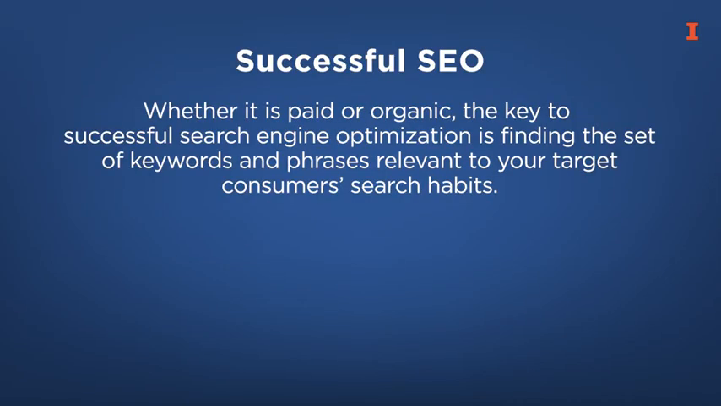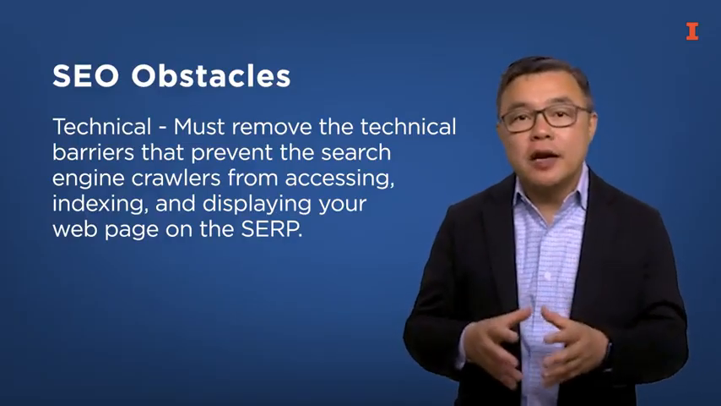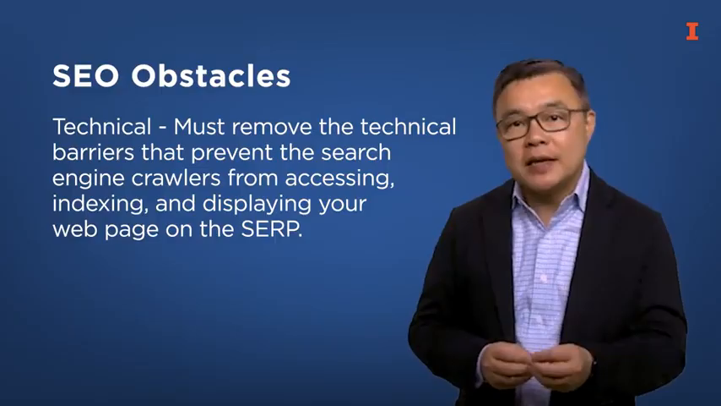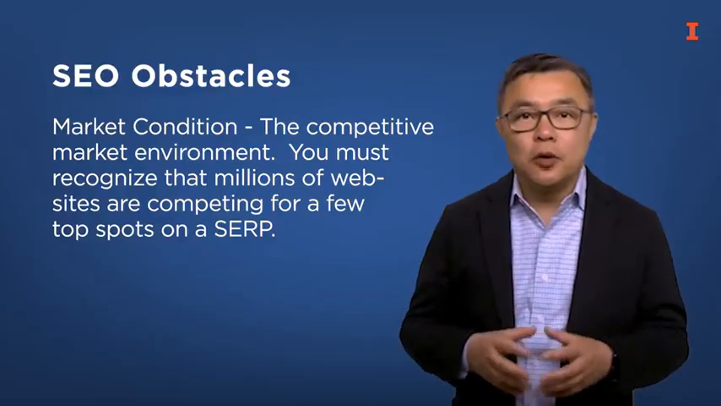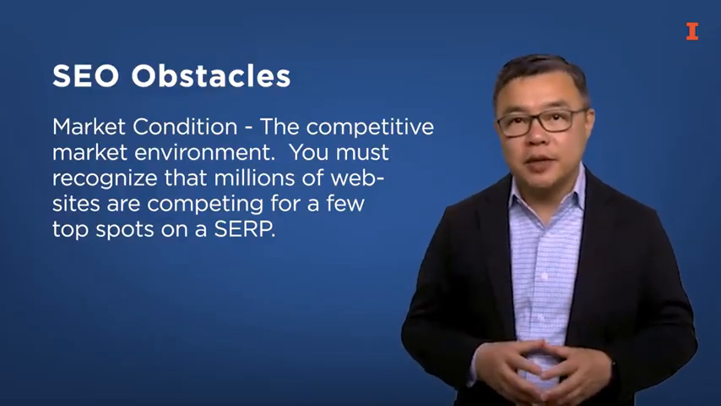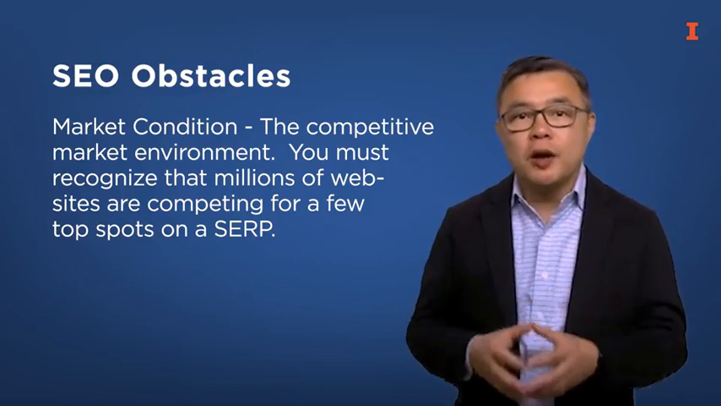Whether it is paid or organic, the key to search engine optimization is finding the set of keywords and phrases relevant to your target consumer's search interest and habits. Search engine optimization encounters 2 kinds of obstacles. The first is technical. You must remove the technical barriers that prevent the search engine crawlers from accessing, indexing, and displaying your web page on the SERP. The second obstacle is the competitive market environment. You must recognize that millions of websites are competing for a few top spots on a SERP.